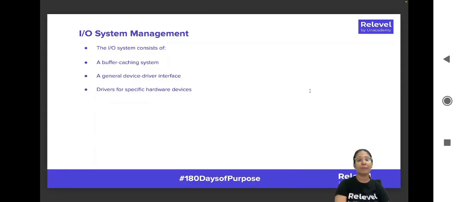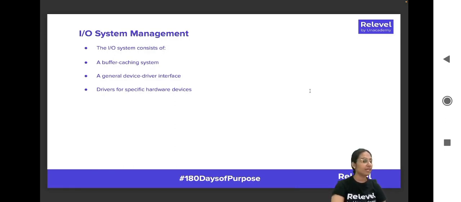The next one that we have is input-output system management. The input-output system management basically consists of a buffer caching system, where there are some requests which are very frequently used, so you cache those requests, right? So that's a buffer caching system at a very high level.